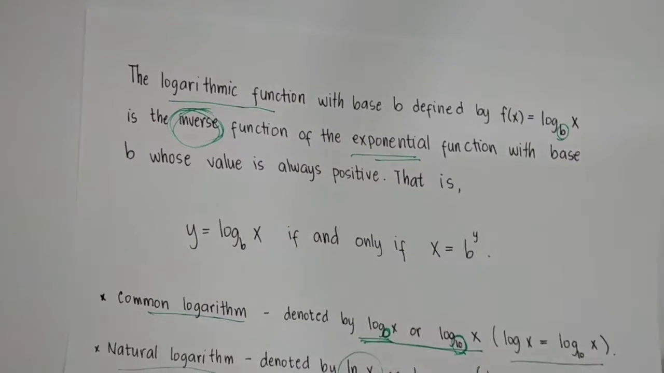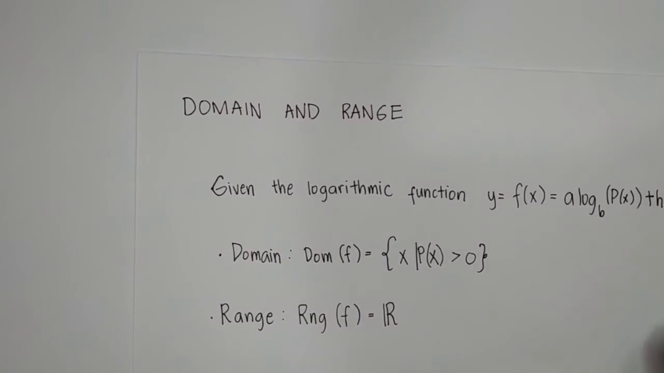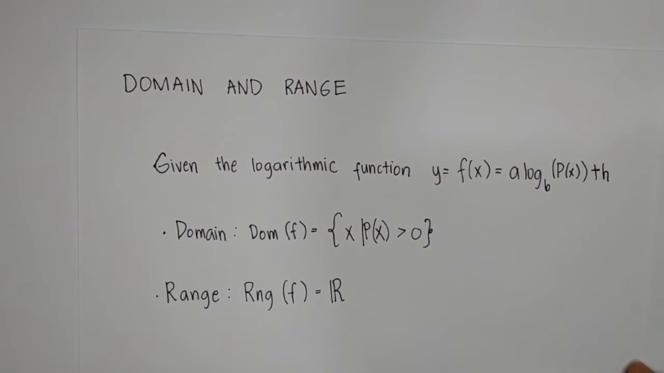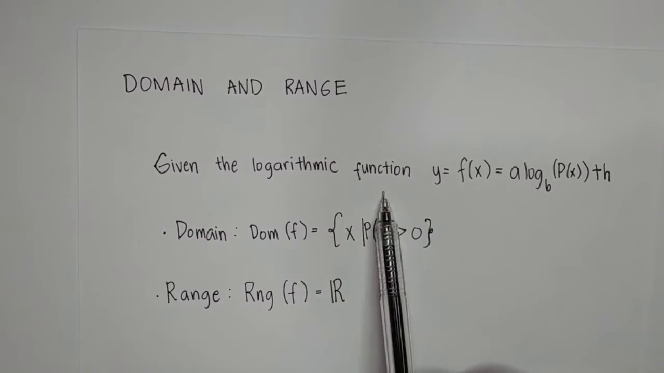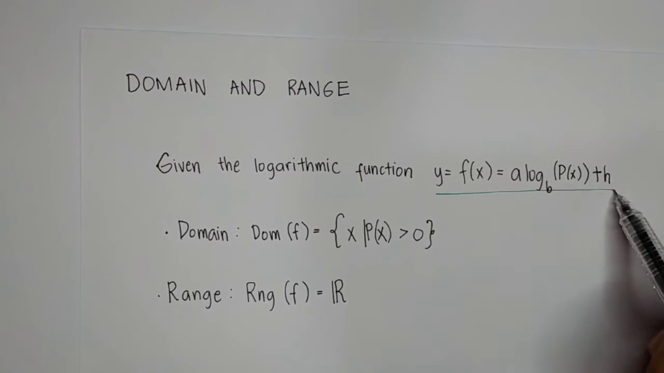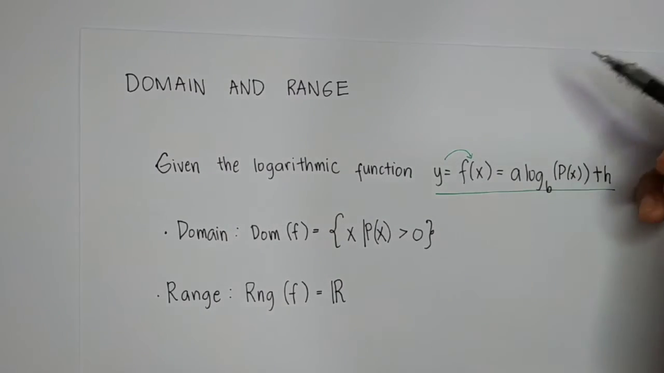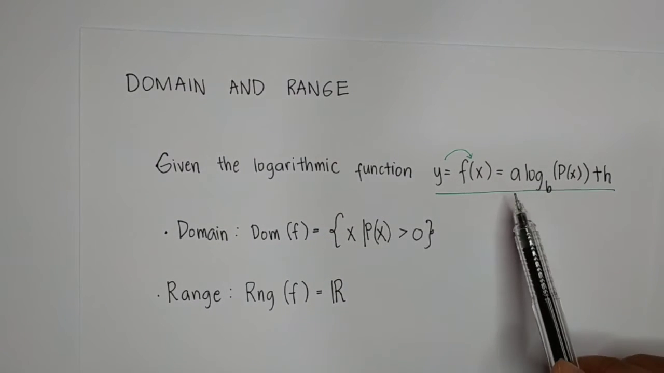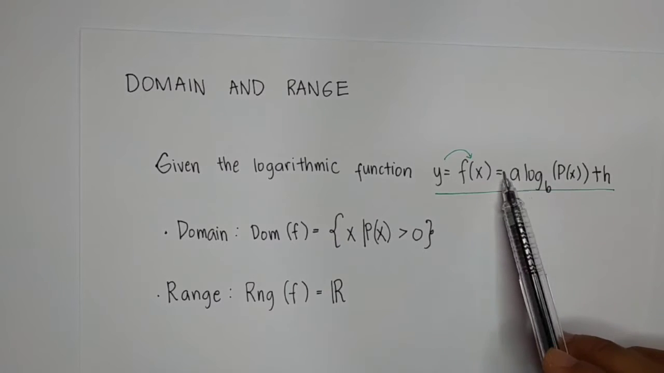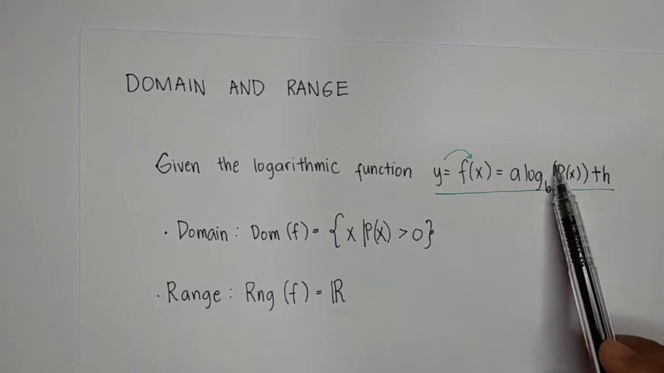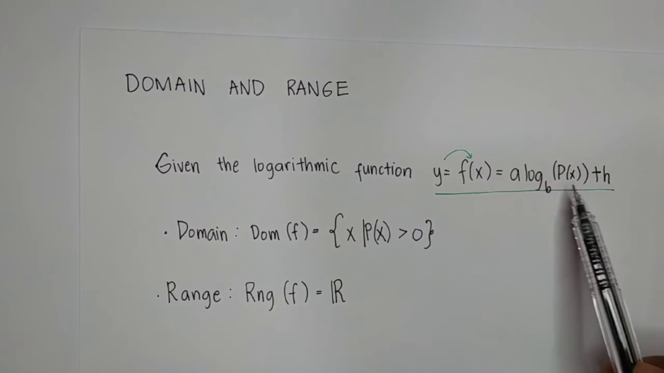So, proceed tayo with finding the domain and range. So, we have here the domain and range of our logarithmic function. Given the logarithmic function, we have here y is equal to f of x. Again, y and f of x are just equal. So, that is equal to a log of p of x, to the base b, plus h.